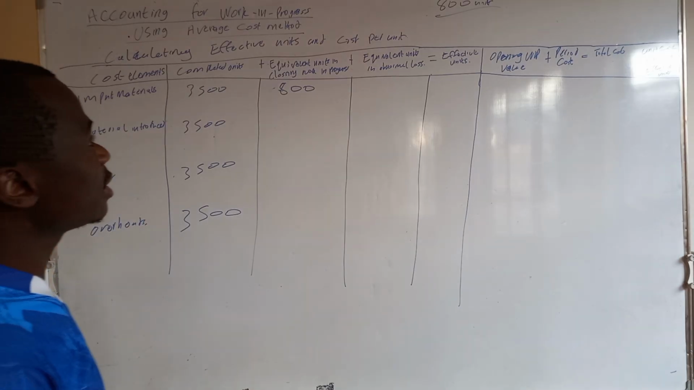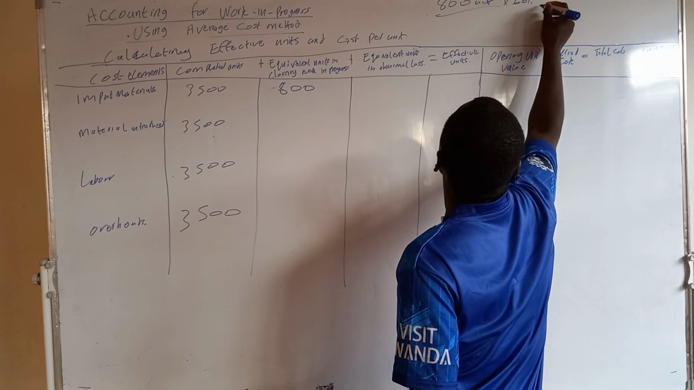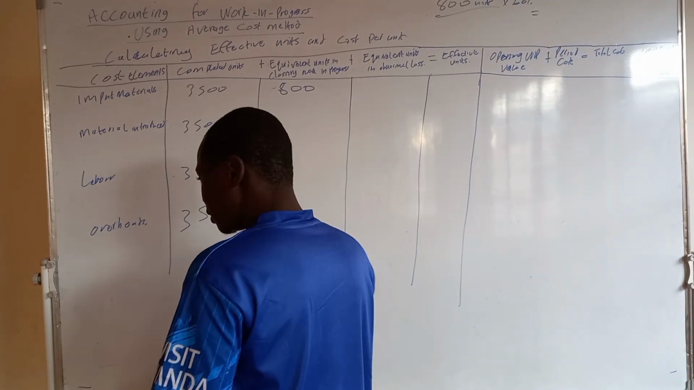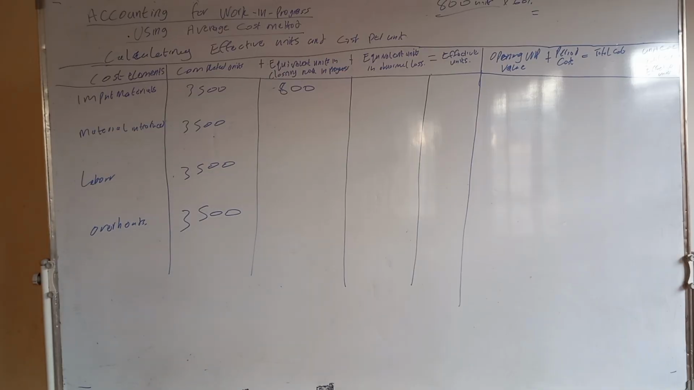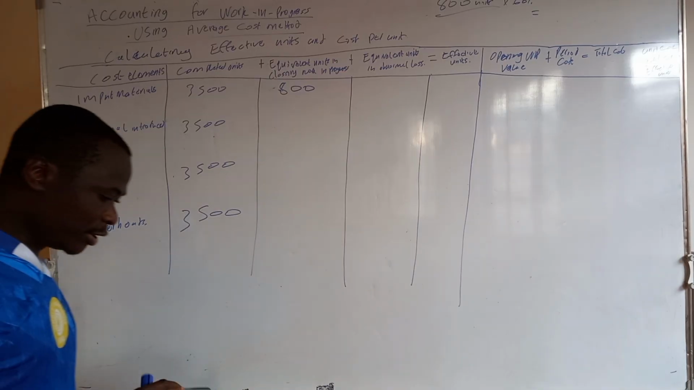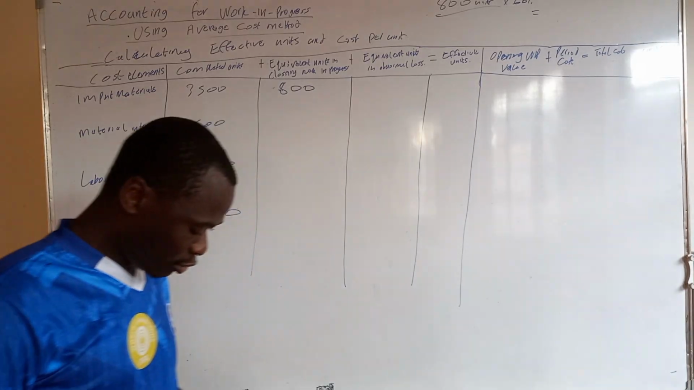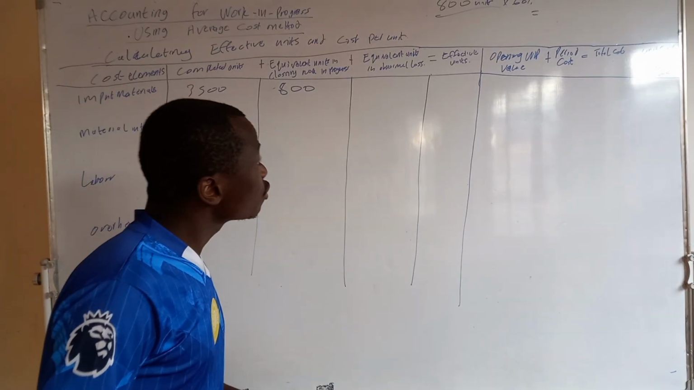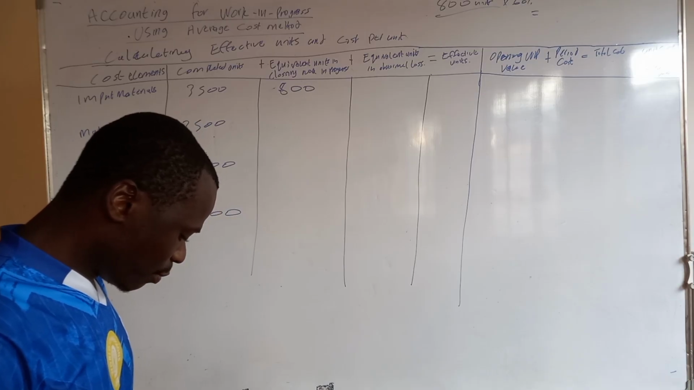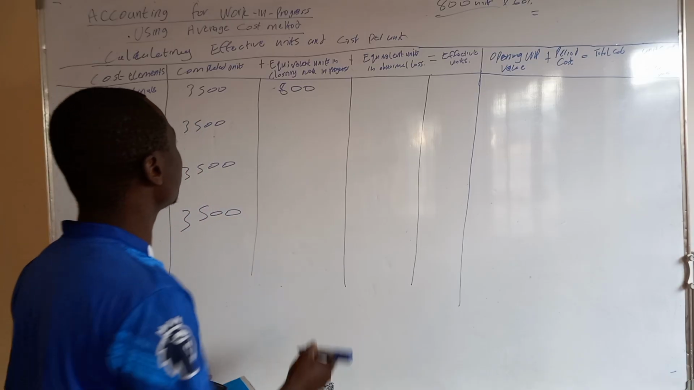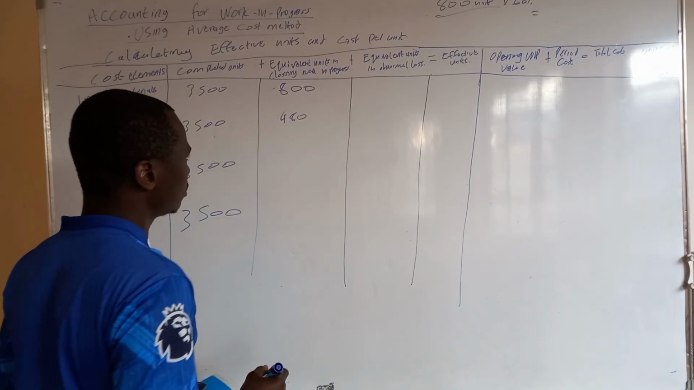Material introduced consumed was 60%. Now, 60%, multiply this by 800. That would be around 480, I believe. Last time we calculated, we got 480. Yeah, we got 480. So it is 800 times 0.6. That is 480. So here we have 480. This is the equivalent unit.